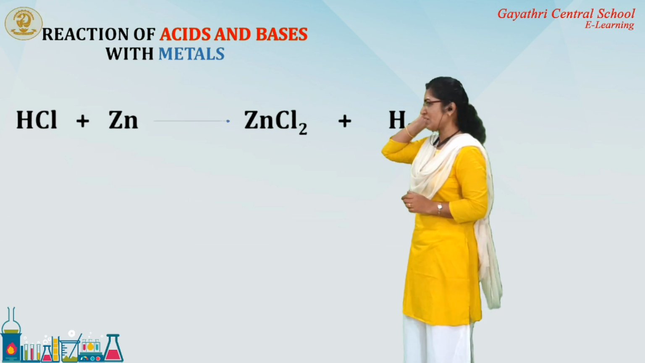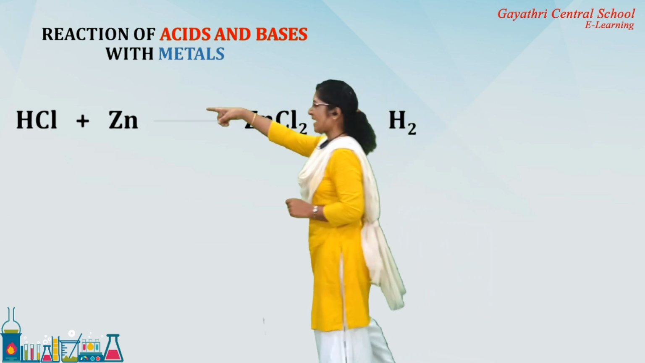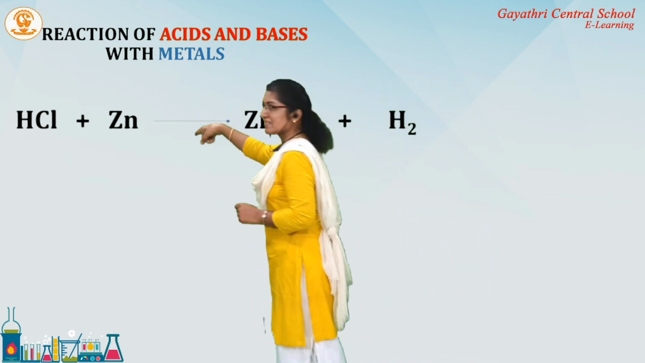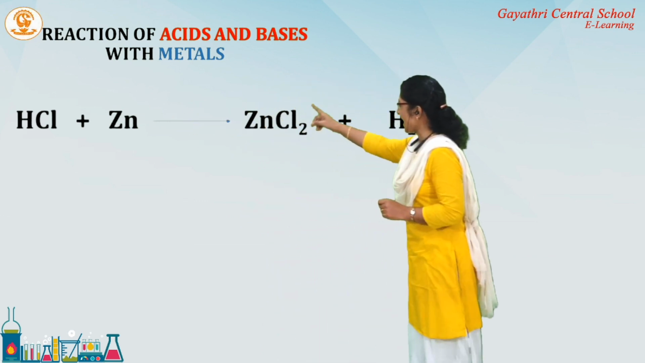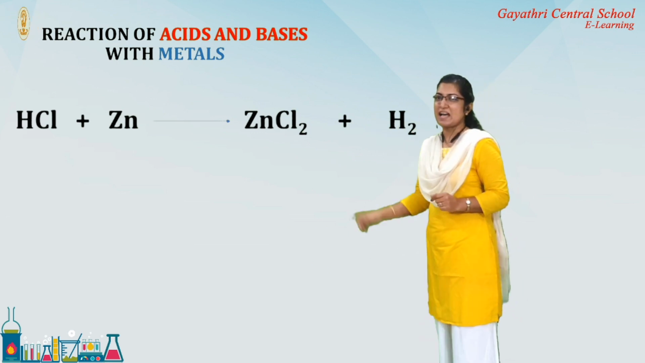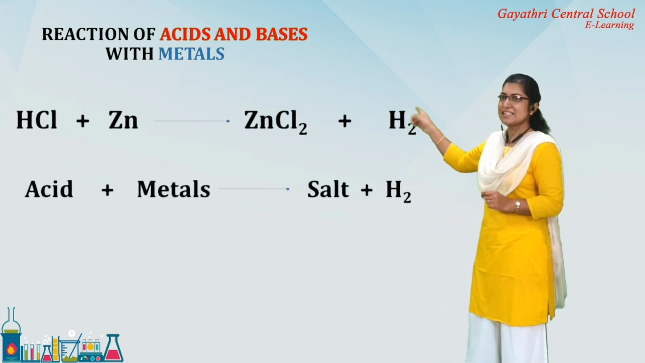So you can see the equation here, isn't it? Hydrochloric acid reacts with zinc. So zinc is reacted. Which salt is formed? Zinc chloride is formed. Yes, and hydrogen gas is released, isn't it?